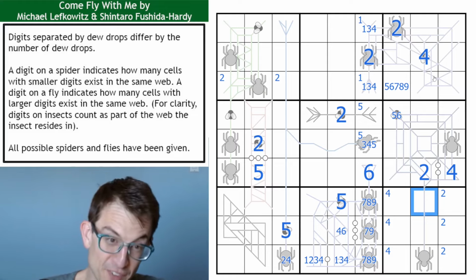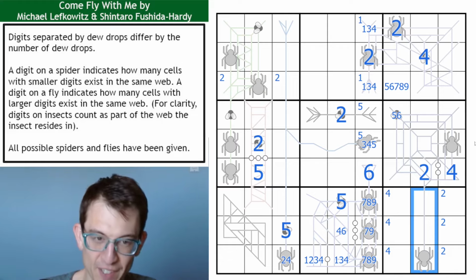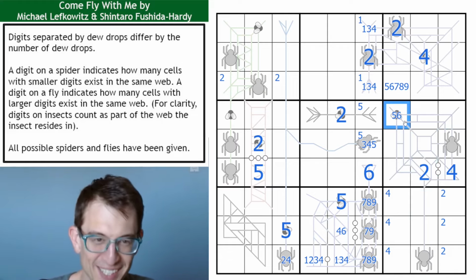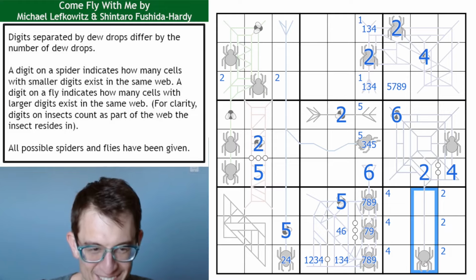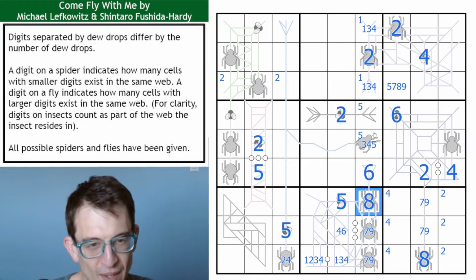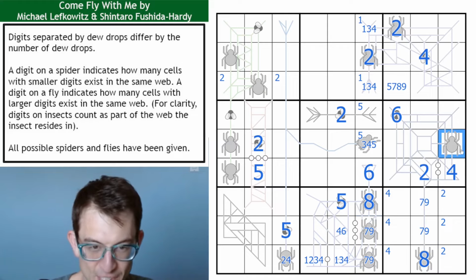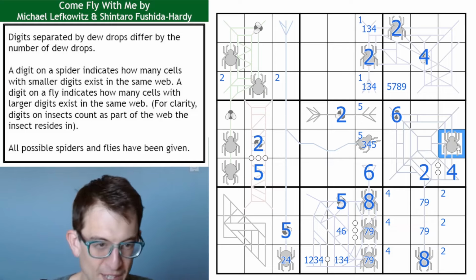Which means if this is 5, I have at least 2 digits higher than 5 here. 4 from this, that doesn't work. This is a 6. Wow, that is some very nice setting. And then this has to be 8 because it has to be exactly 1 higher than the lowest here.